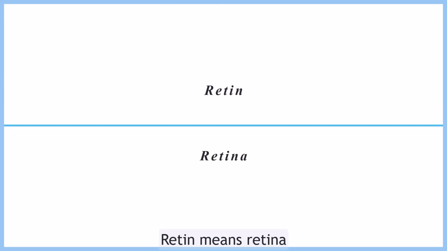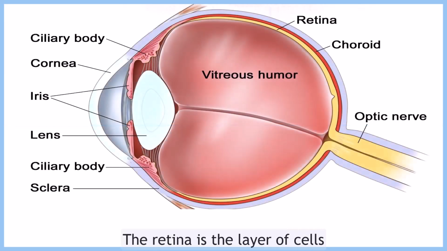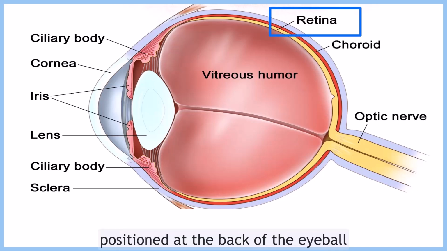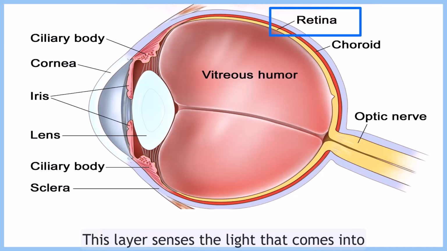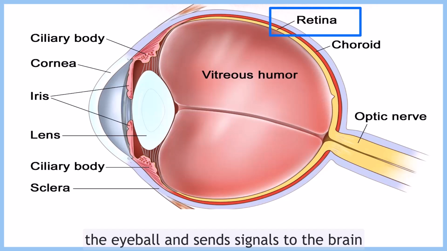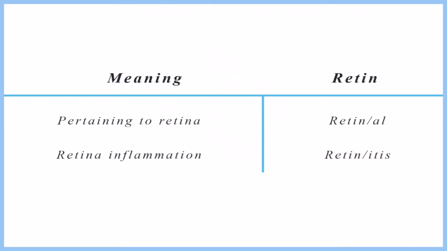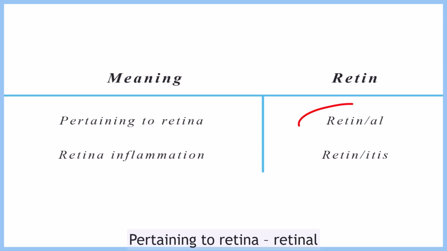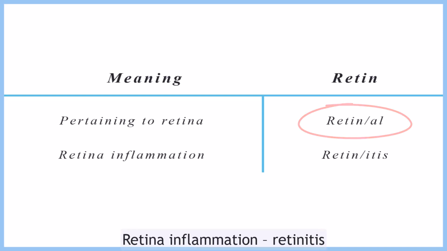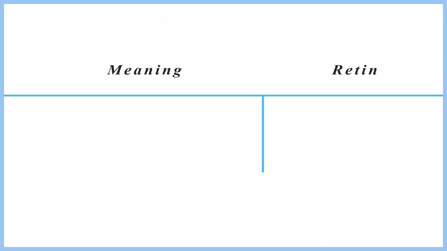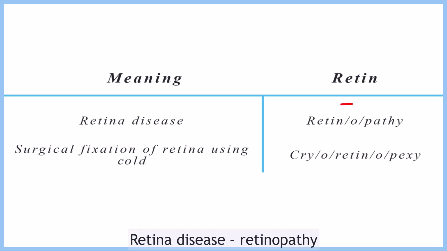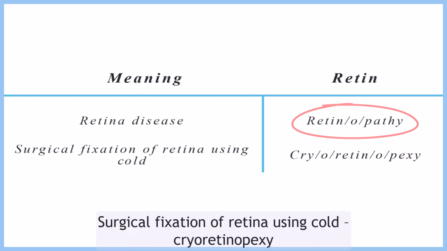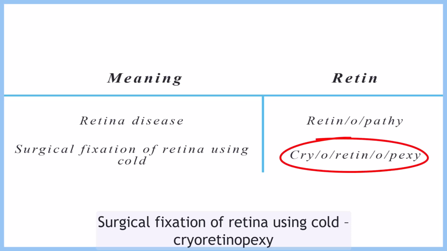Retin means retina. The retina is the layer of cells positioned at the back of the eyeball. This layer senses the light that comes into the eyeball and sends signals to the brain. Pertaining to retina, retinal. Retina inflammation, retinitis. Retina disease, retinopathy. Surgical fixation of retina using cold, cryoretinopexy.